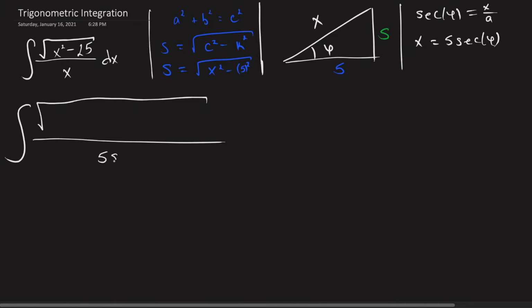5 secant of phi. And we're going to get this value squared, right? We're subbing x, so if we square both sides, if we square this, we're going to get 25 secant squared of phi minus 25. So we can now factor out a 25 from both sides. But before that, we want to integrate with respect to d phi now, right? Our variables are phi now. Everything else is constant. And we have a dx still, right?